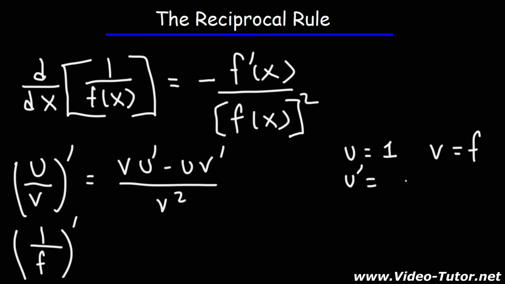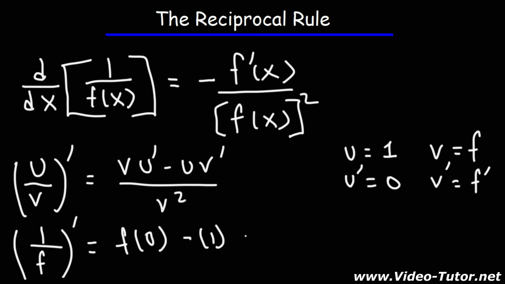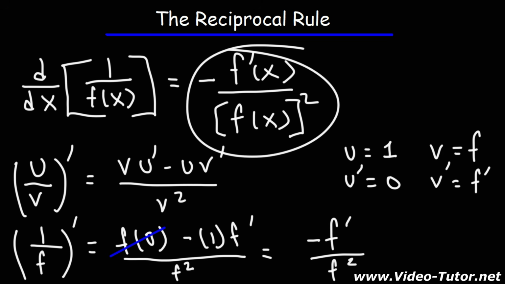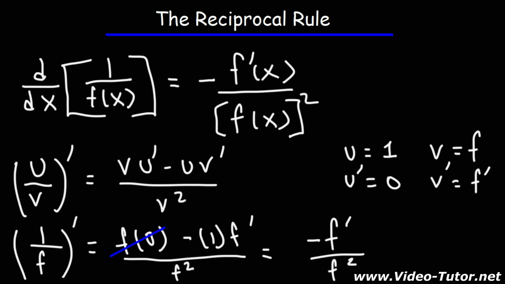So u prime, the derivative of 1, is 0, and v prime, the derivative of f, is going to be f prime. So v u prime, v is f, u prime is 0, minus u v prime, u is 1, v prime is f prime, divided by v squared. v is f, so v squared is f squared. Now, 0 times f is 0, so that disappears, and we're left with negative f prime over f squared, which is basically what we have here. So that's how you can prove the reciprocal rule from the quotient rule.